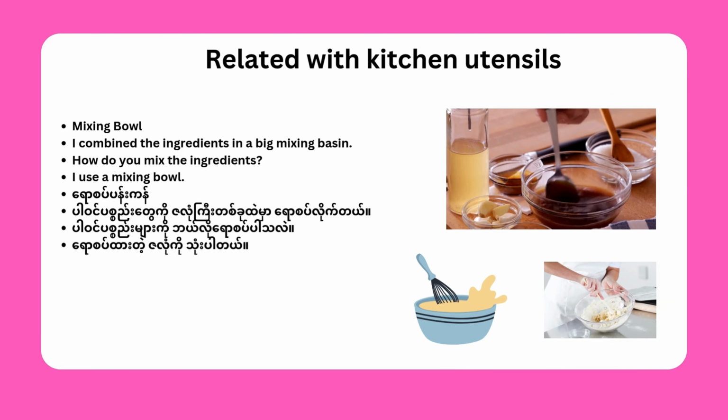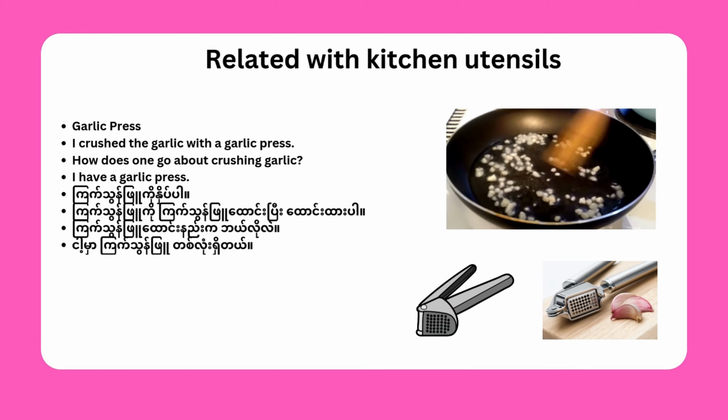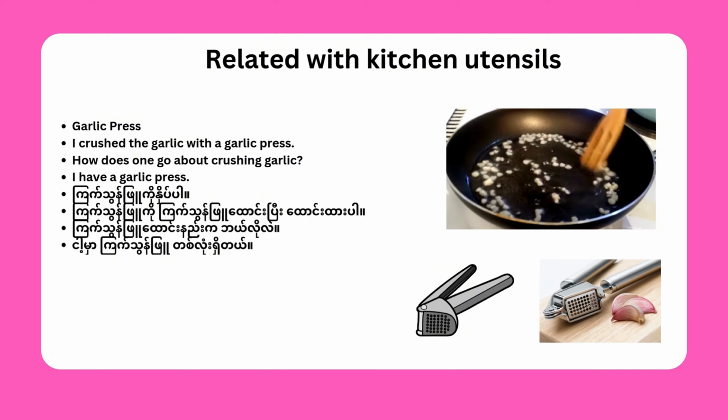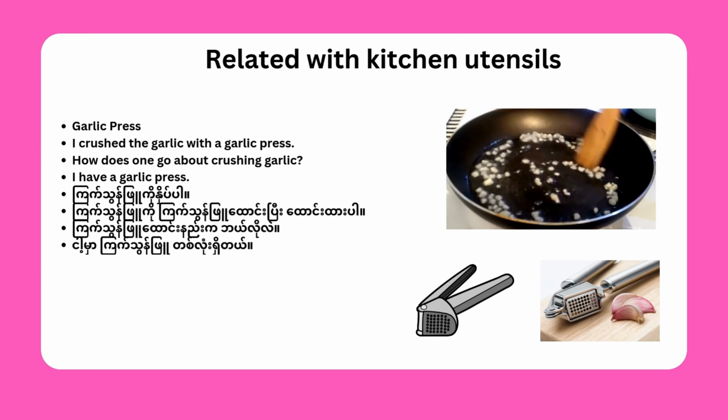Mixing bowl. I combined the ingredients in a big mixing basin. How do you mix the ingredients? I use a mixing bowl. Garlic press. I crushed the garlic with a garlic press. How does one go about crushing garlic? I have a garlic press.